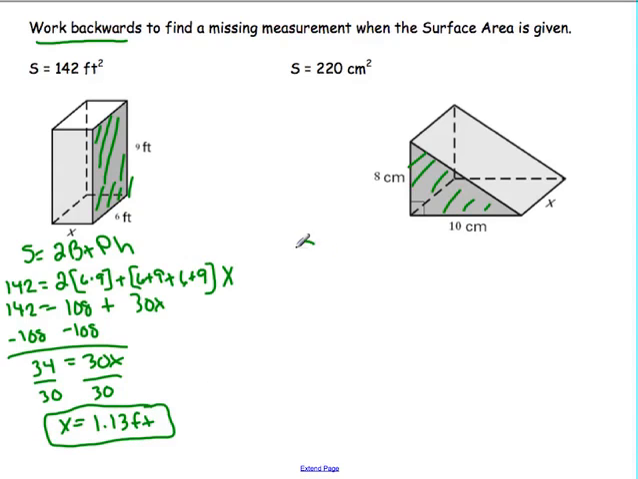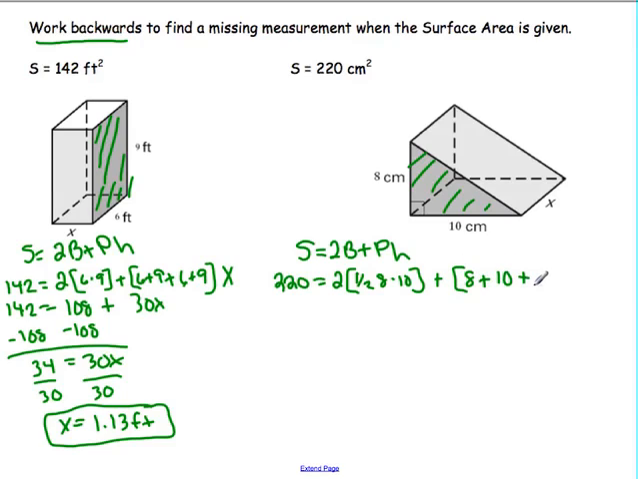Over here we have another prism. So it's a triangular prism. It's 2B plus PH. Surface area here is 220. We do twice the base. The base is going to be 1/2 of 8 times 10. The perimeter is going to be 8 plus 10 plus the hypotenuse, we'll have to figure out what that is, times the height, which for us is x.